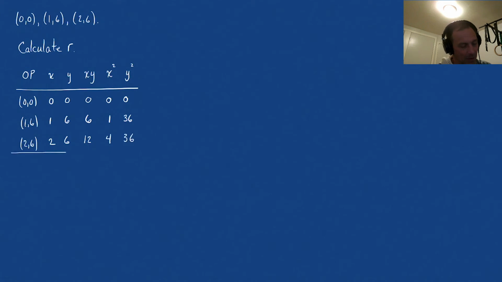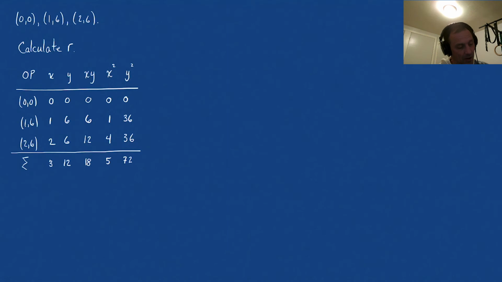But that table, remember, it's just the sum of the columns that we're really after. So the sum of the x's is 3. The sum of the y's is 12. The sum of the xy column is 18. That's 6 plus 12. The sum of the x squared is 0 plus 1 plus 4, 5. And finally, the sum of the y squareds is 0 plus 36 plus 36, 72.